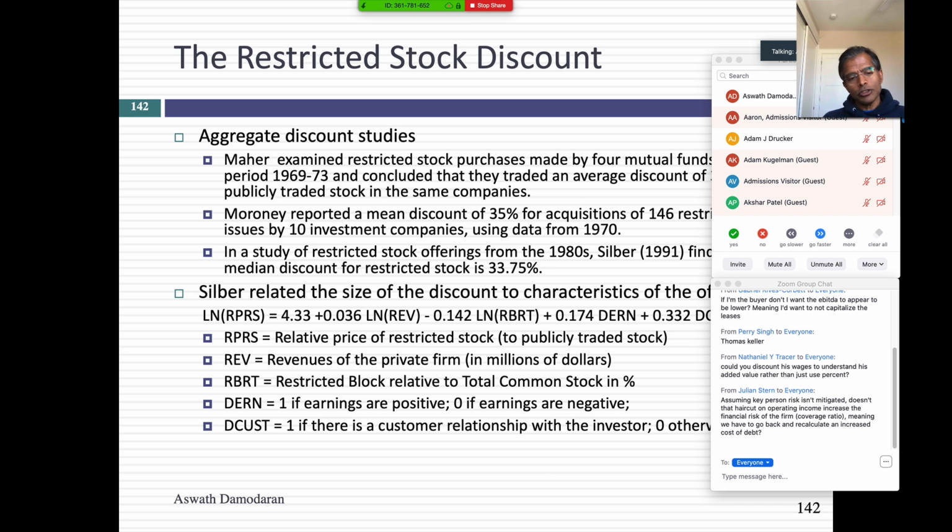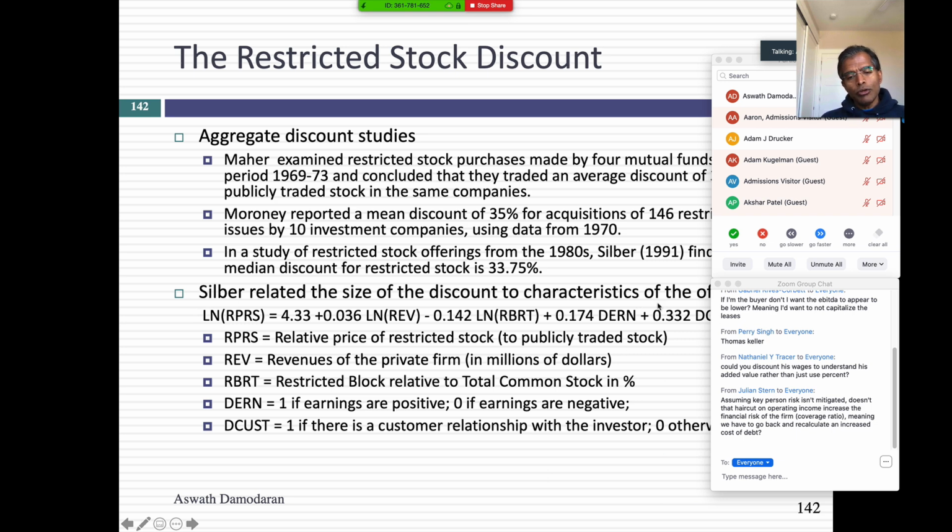He ran the regression, so you see the results of the study. Basically, the left-hand side is 1 minus the discount. It's essentially what percentage of the market price did you get on the restricted share. So the way to read these coefficients, the larger this coefficient, the smaller the discount. Basically, it's a 0.03. So companies with high revenues have smaller discounts than companies with low revenues. The larger the block, the larger the discount. Money-making companies have smaller discounts.